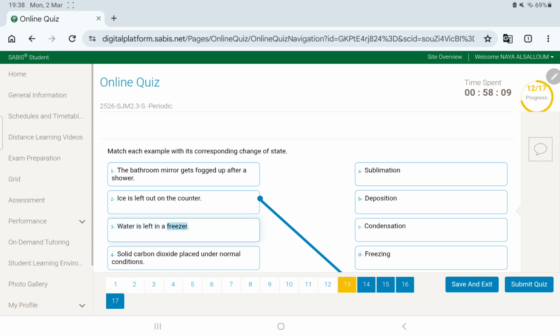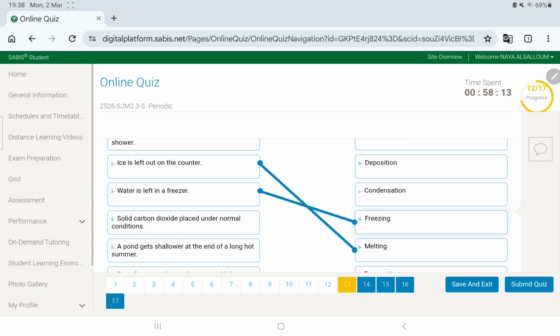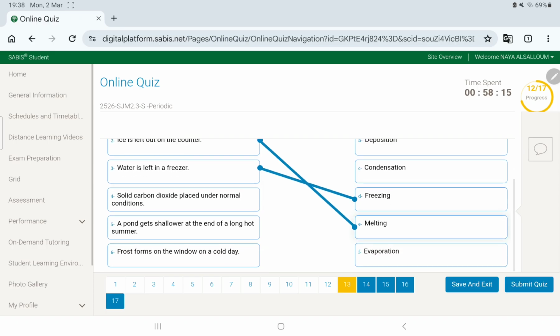Water left in a freezer, if something is left in a freezer, what's gonna happen? It's going to freeze. Here, a pond gets shallower. Here we have a pond, let's say. This is a pond.